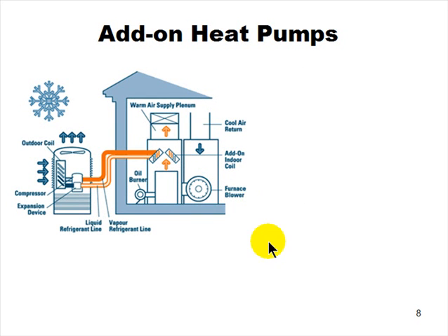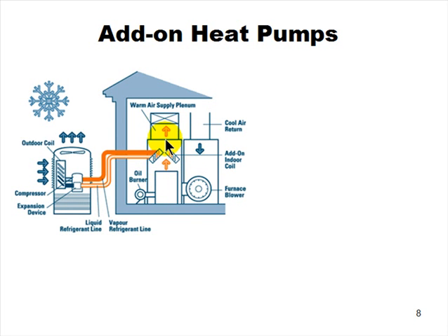Add-on heat pumps. What's an add-on heat pump? Well, an add-on heat pump is added onto another furnace, an existing fossil fuel furnace. Gas, oil, maybe it's a coal burner, whatever. You add the heat pump on top of, typically, a fossil fuel furnace. Maybe this is a 97% efficient gas furnace. They're showing an oil furnace here, so it's an 85% efficient oil furnace.